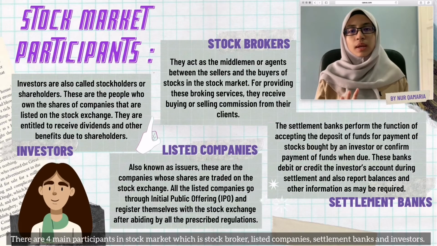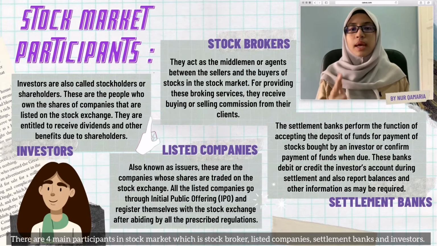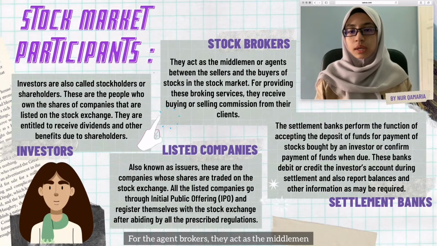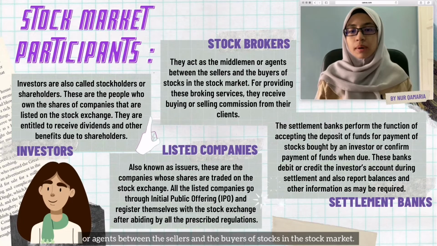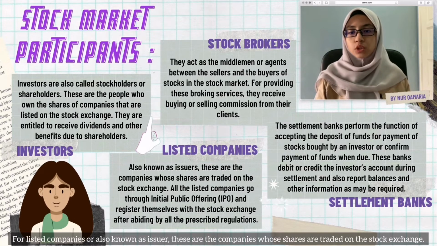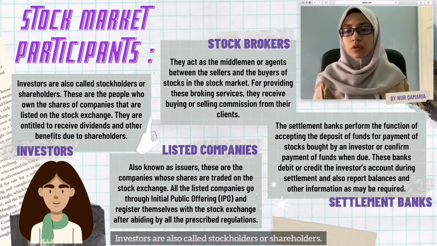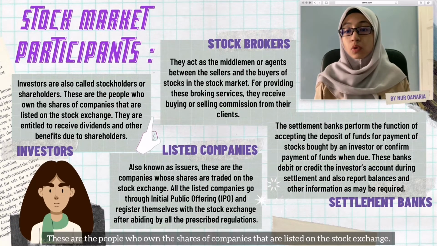There are four main participants in the stock market, which are stockbroker, listed company, settlement bank, and investor. For the brokers, they act as the middleman or agents between the seller and the buyer of stock in the stock market. For the listed company, also known as the issuer, these are the companies whose shares are traded on the stock exchange. Investors are also called stockholders or shareholders. These are people who own the shares of companies that are listed on the stock exchange.